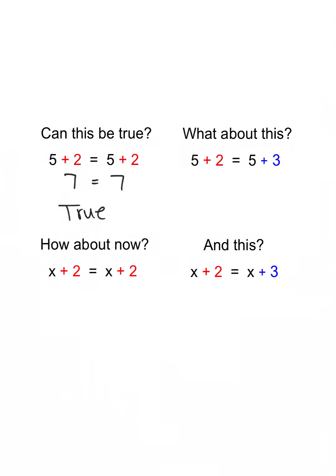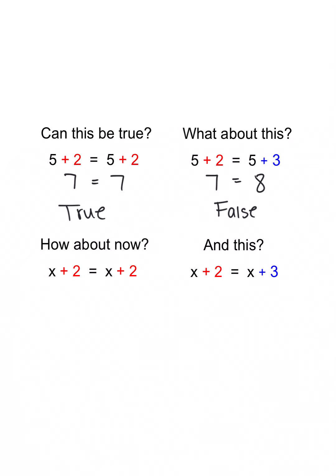But 5 plus 2 equals 5 plus 3. This would be 7 equals 8. And does 7 equal 8? No. So this one would be false because 7 does not equal 8. It's never going to equal 8.